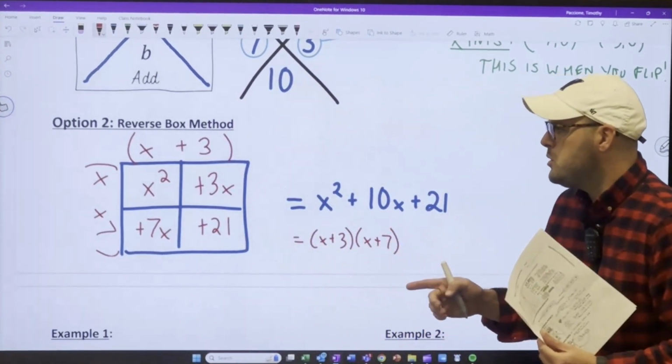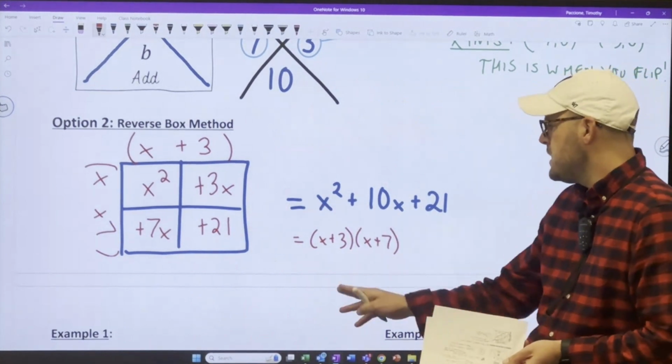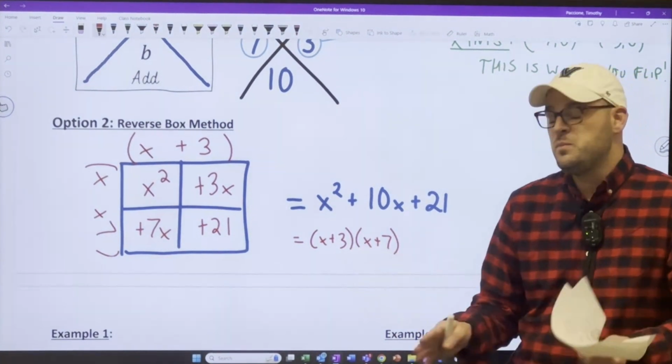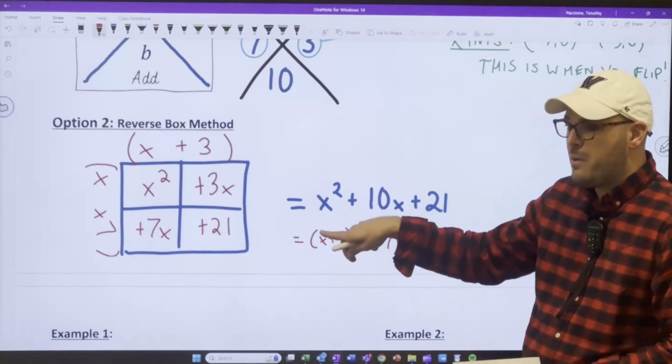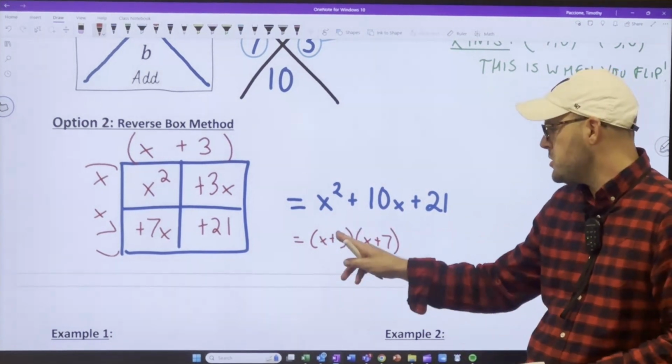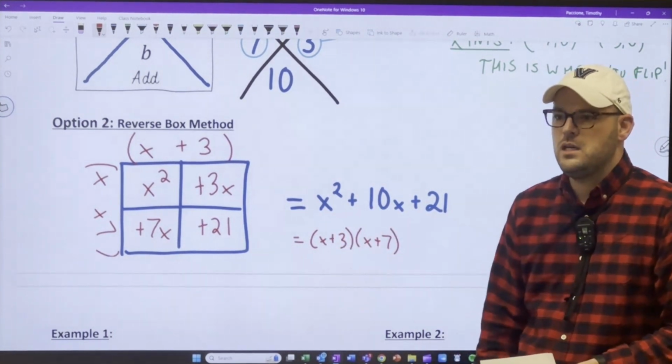And also, you can use this to check your work, right? Or you could use FOIL to check your work, because if you went from here to here, you should be able to go backwards, right? So if you want to check your work, just FOIL this back out and make sure you get the original.